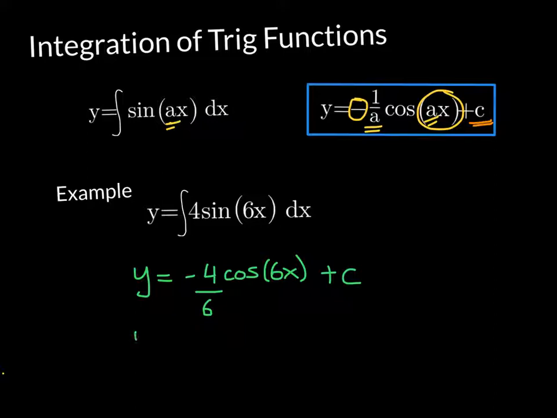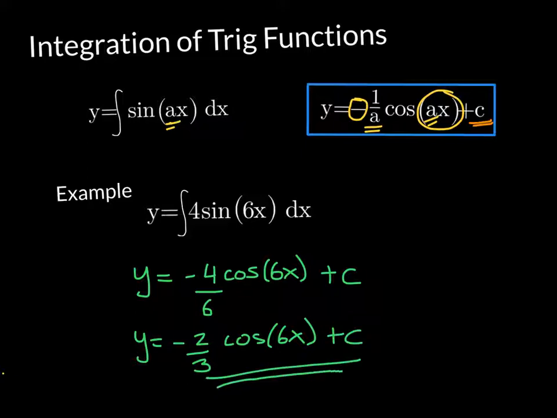We can then tidy that up a little bit, and we can make that equal to minus 2 over 3 cos of 6x plus c. Okay, and that is our final answer for that problem.